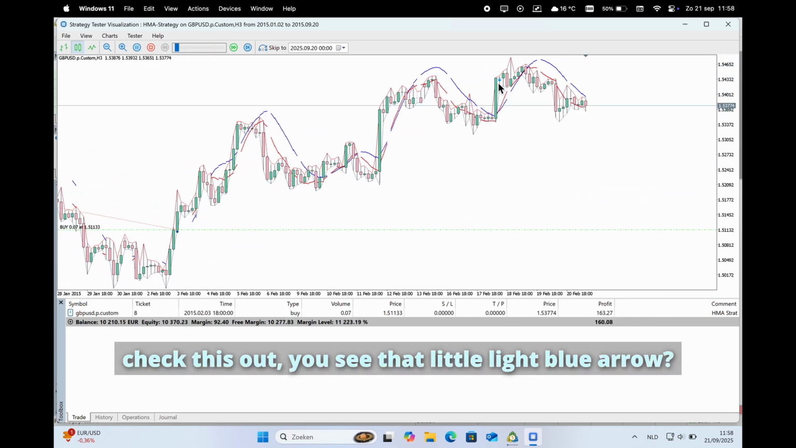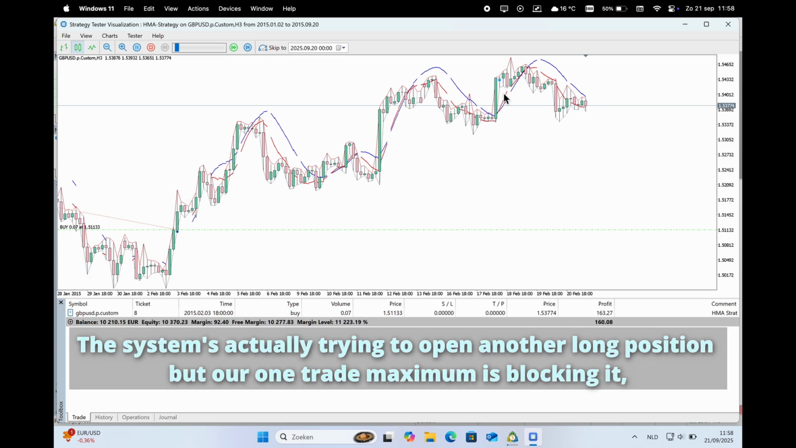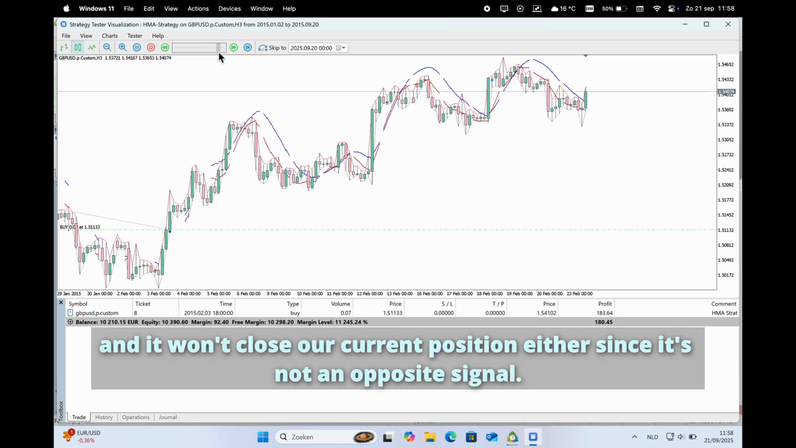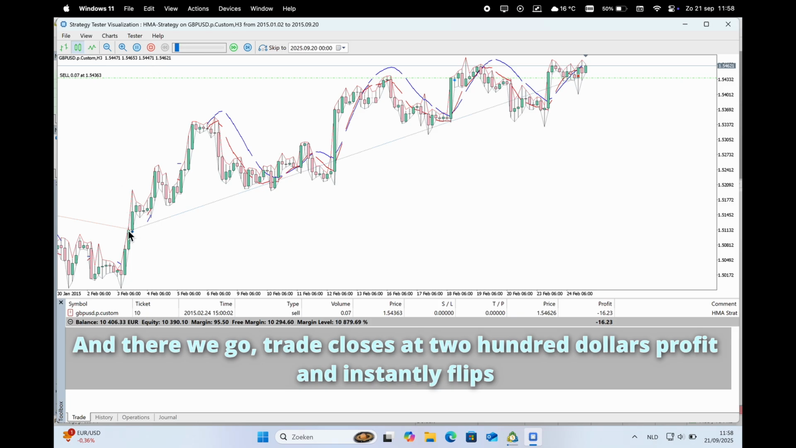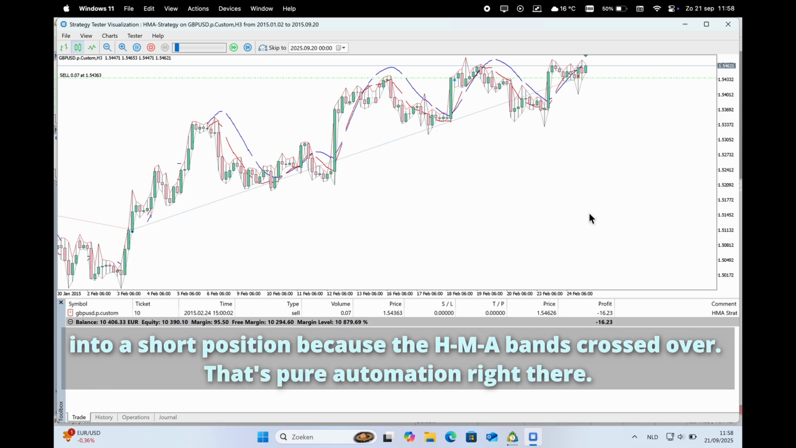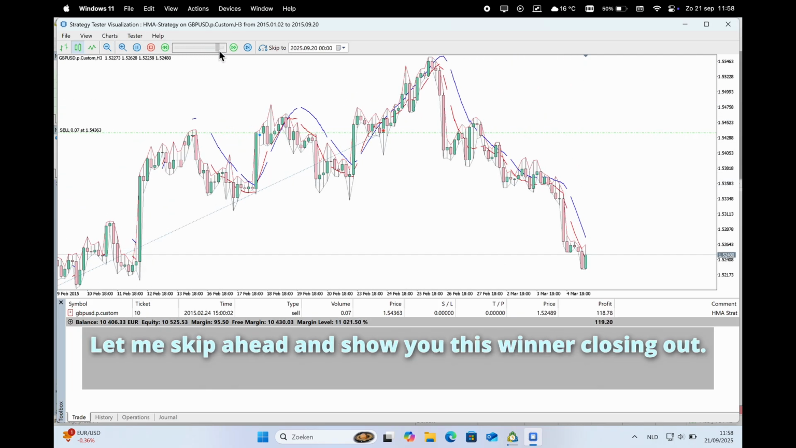Check this out. You see that little light blue arrow? The system's actually trying to open another long position, but our one trade maximum is blocking it, and it won't close our current position either since it's not an opposite signal. And there we go. Trade closes at $200 profit and instantly flips into a short position because the HMA bands crossed over. That's pure automation right there. Let me skip ahead and show you this winner closing out.